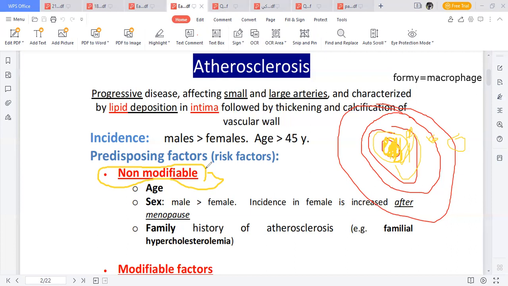So for non-modifiable, age, for example: if you are 65 or greater than 45, you are predisposed to having atherosclerosis. It doesn't matter what else, but that age is important to remember. It's a risk factor, and it's a non-modifiable risk factor. Sex, male. Being male is a risk factor for developing atherosclerosis, and we cannot change that one. So it's non-modifiable indeed. They are saying there is increased risk of developing atherosclerosis after menopause in women. But remember, most affected are men.